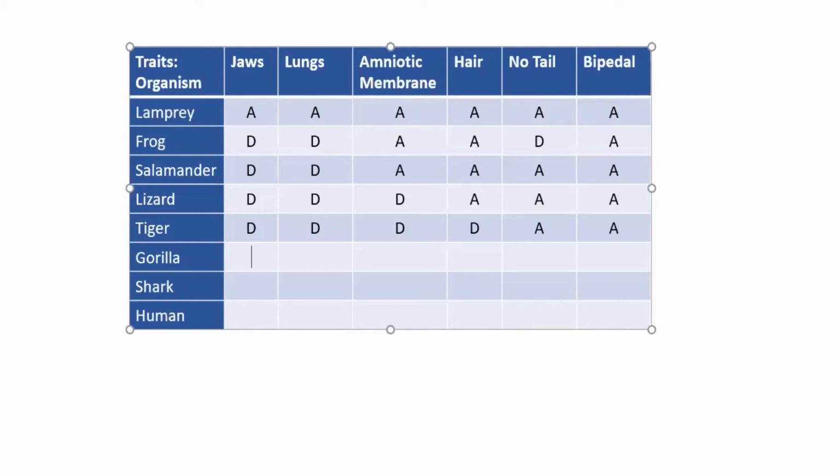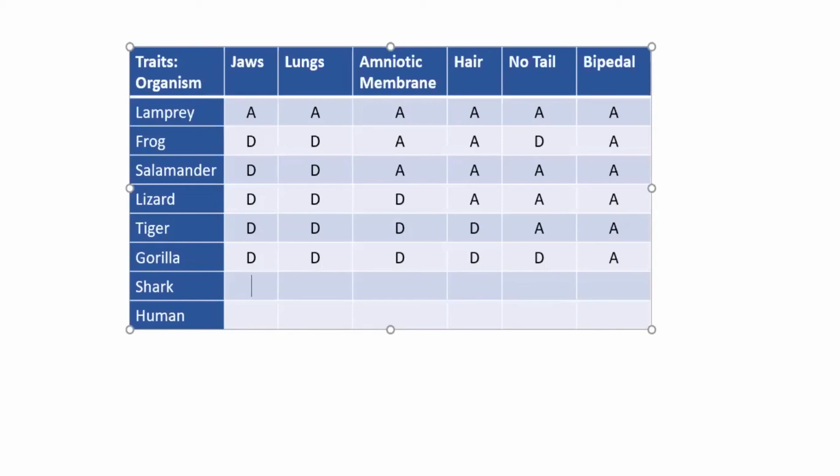Moving on to gorillas. Gorillas have jaws, so that's a derived characteristic. Gorillas have lungs, which is also derived. Gorillas are mammals, so they have amniotic membranes, so that's derived. Gorillas have hair, so that's another derived trait. Gorillas do not have a tail. Lampreys have tails, gorillas don't, so that's a derived characteristic. But gorillas are not bipedal, so that's, again, ancestral.